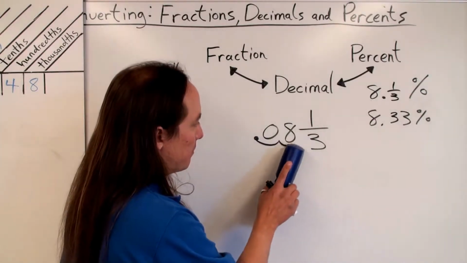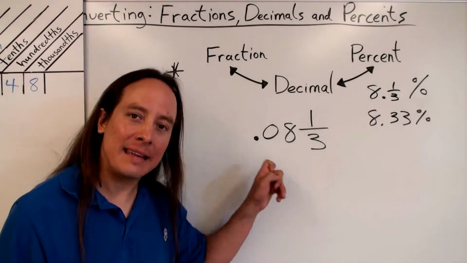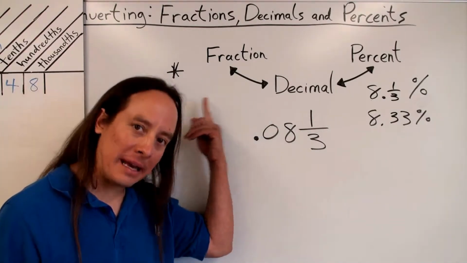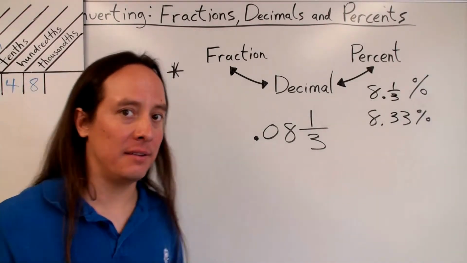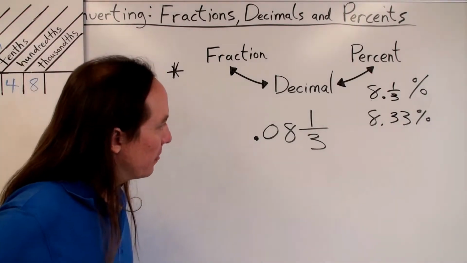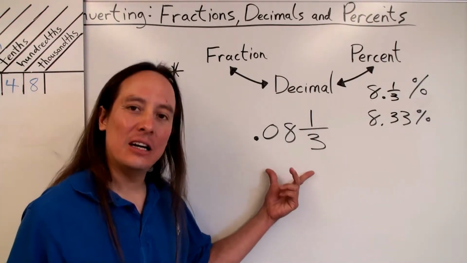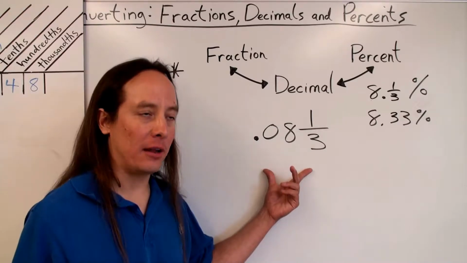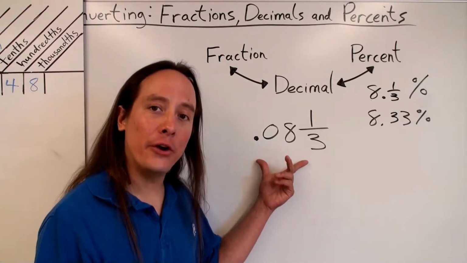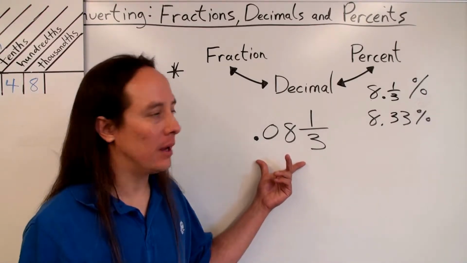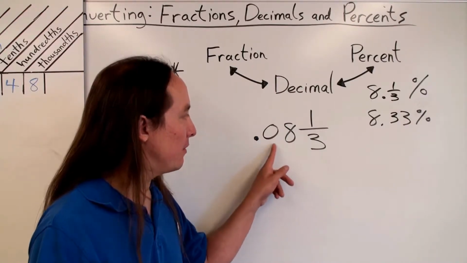All right, so, but let's go back to this. How would you say this? Because I got to know how to say the decimal to be able to get it into a fraction form. Now hold on to your hats, okay, because this is where it gets a little strange. You would say this as 8 1/3 hundredths. Okay, so you say the whole amount, 8 1/3, and you count the place values.